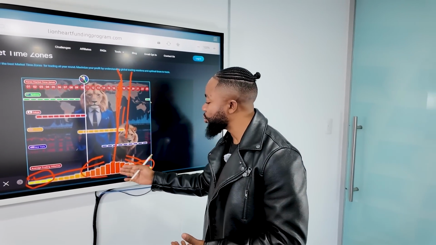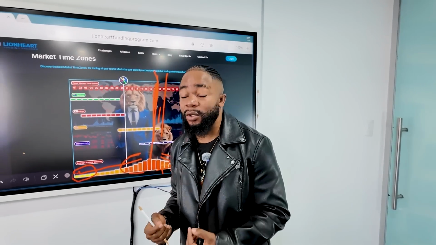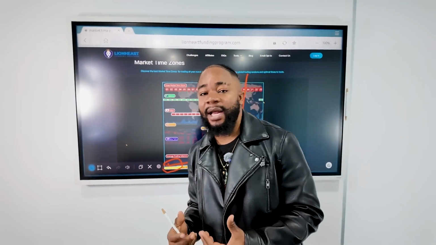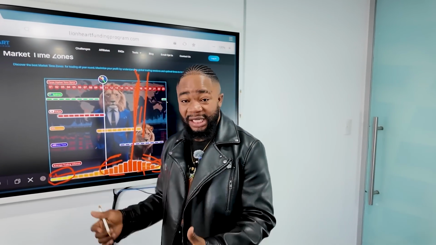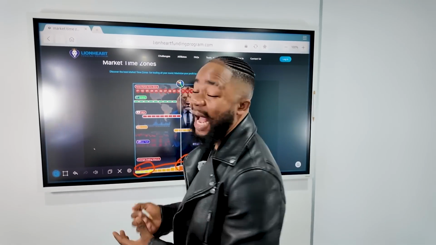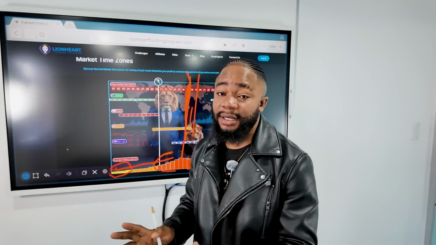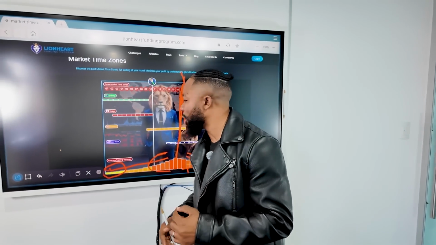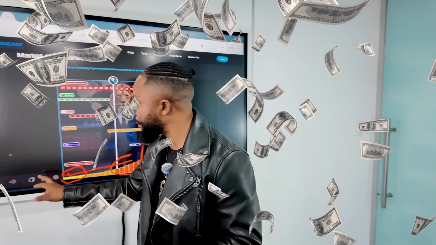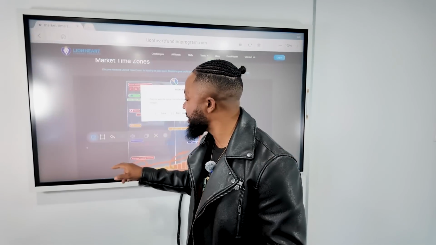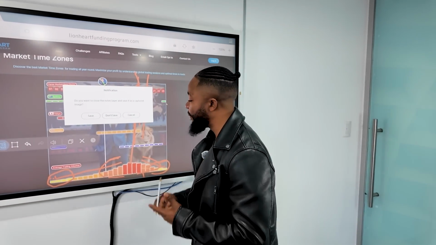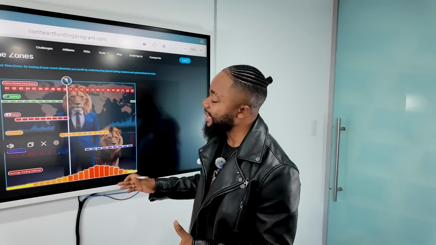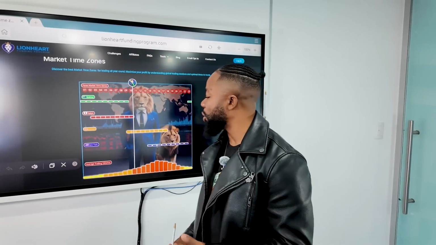But this chart will show you where there's high volatility or high liquidity in the market, which, if you trade at that point in time, gives you a high probability of making a lot of money. So I'm very proud of the development team at Lionheart Funding Program for putting in place this concise tool that gives us all that information.